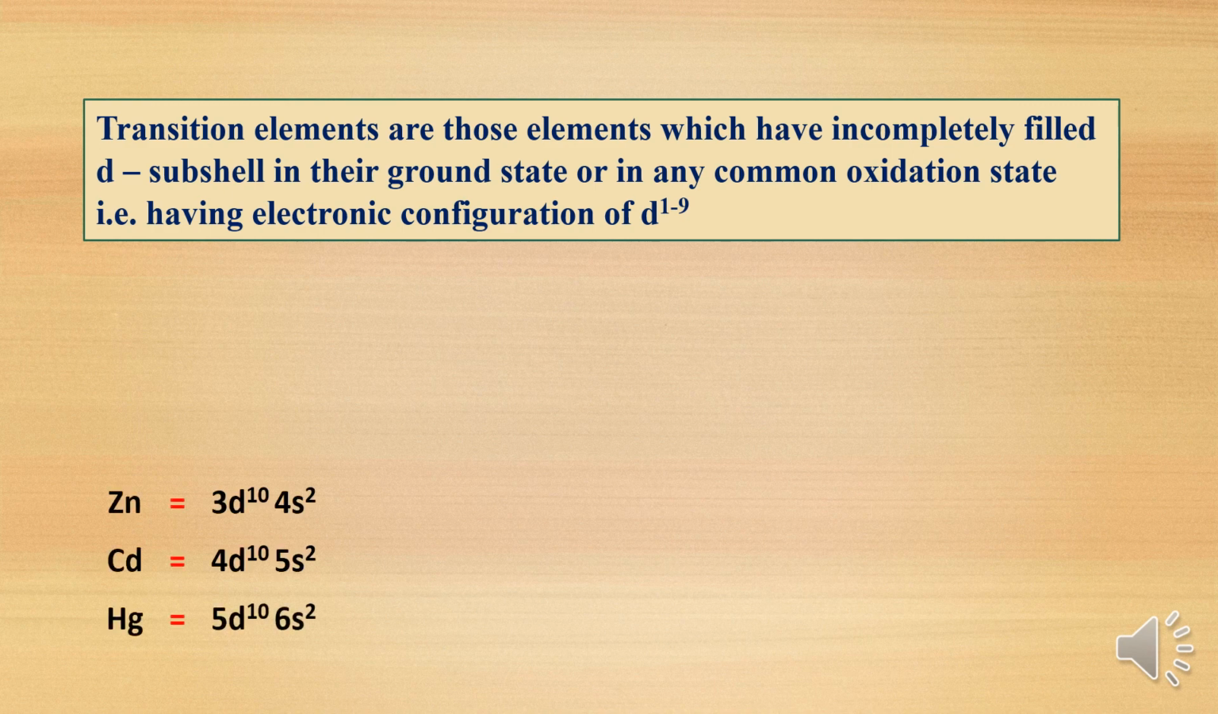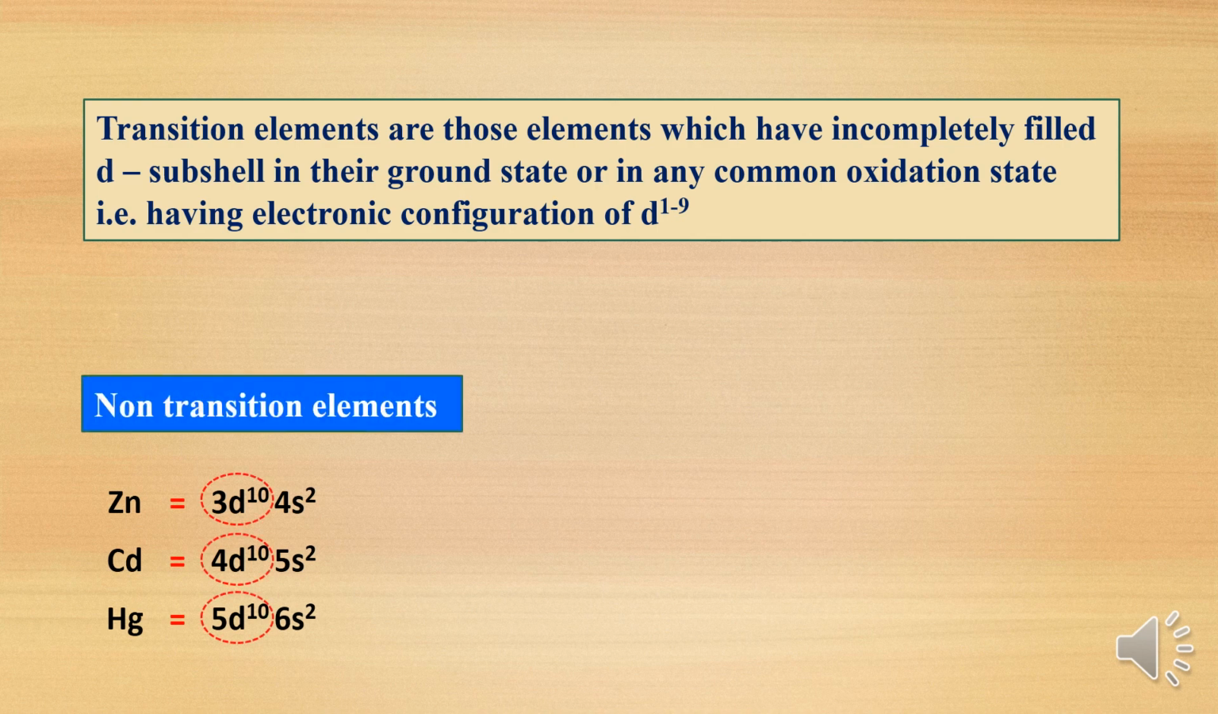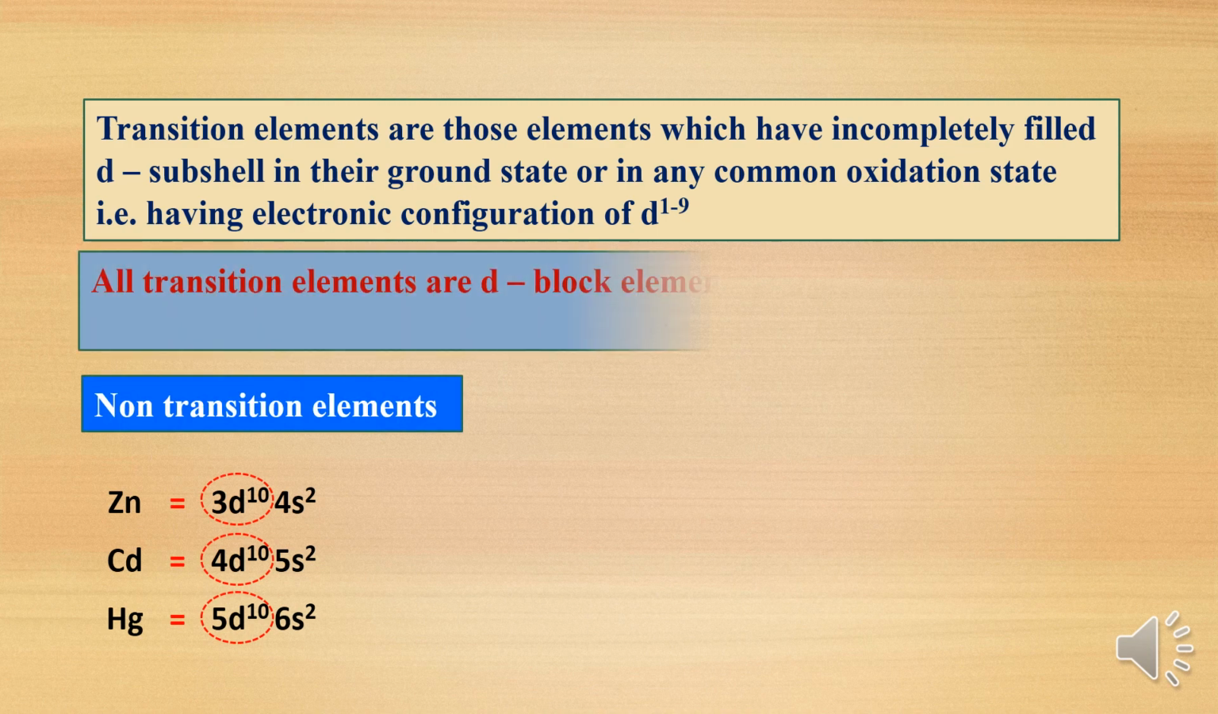Same way, take cadmium, zinc and mercury. In cadmium, 4d10 5s2 is again completely filled. Both orbitals are completely filled. Even in mercury, 5d10 6s2. So zinc, cadmium, mercury are not transition elements because these are completely filled. If d1 to d9 is the present electronic configuration, then that element we will call a transition element. So 3d10, 4d10, 5d10 are completely filled, so these are non-transition elements.